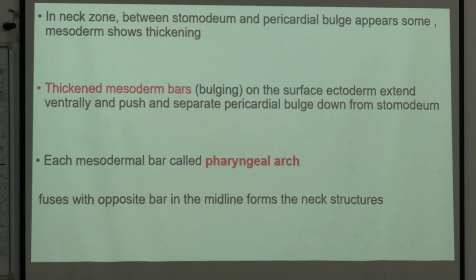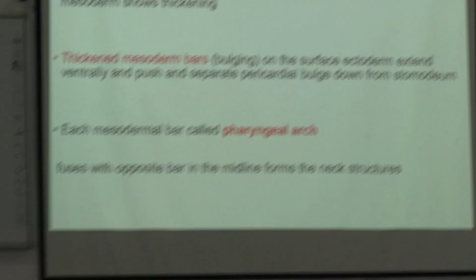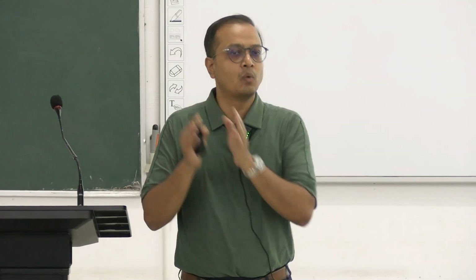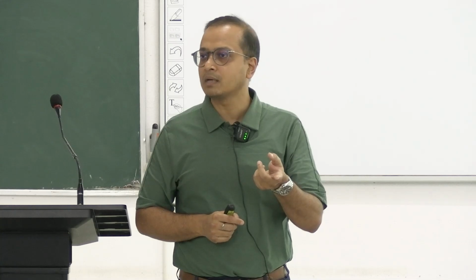Now as these pharyngeal bulges progress, between these arches we have spaces, one on the external or ectodermal side, and one on the endodermal side.